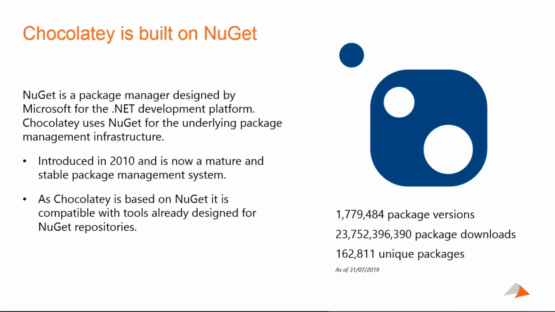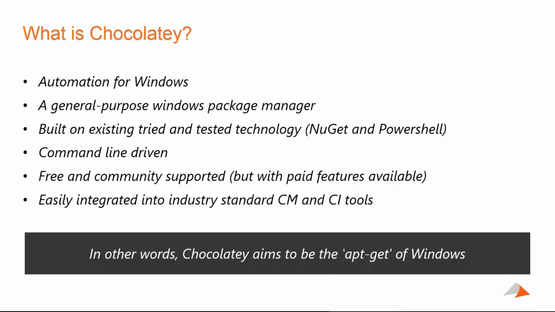So what Chocolatey thought of doing was basically build on NuGet as a general purpose Windows package manager. So take that concept that's been used for source code and development and make it more general purpose. So it's meant to be automation for Windows and a general purpose package manager. It keeps the sort of way of being command line driven. It's free and community supported, it's open source, but it does have paid versions which have extra features. And it's also easily integrated into a lot of industry standard tools for configuration management and continuous integration.